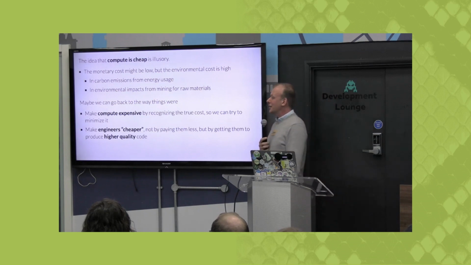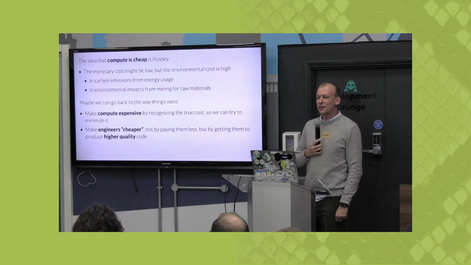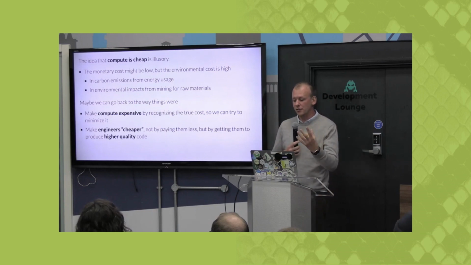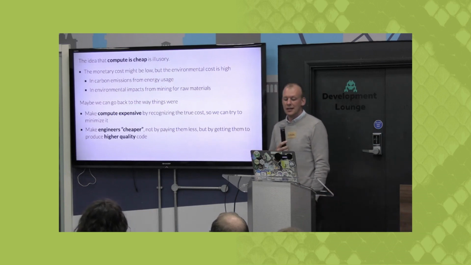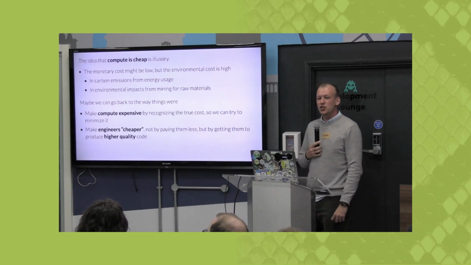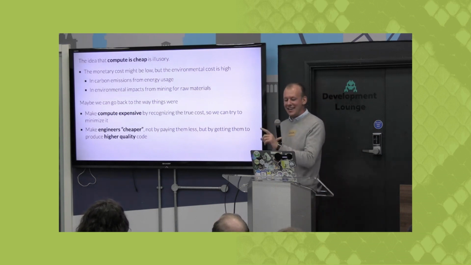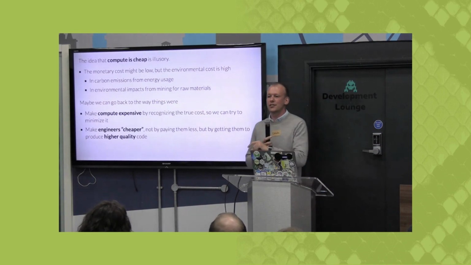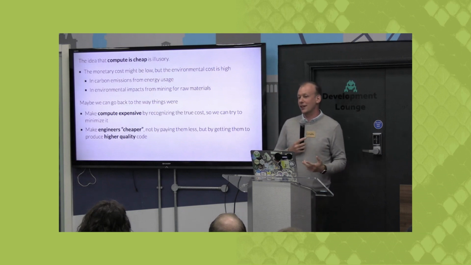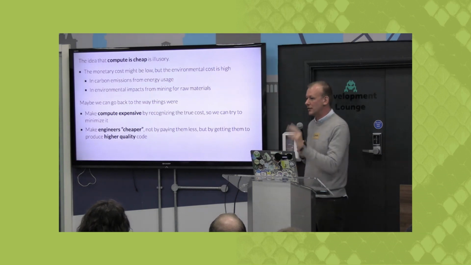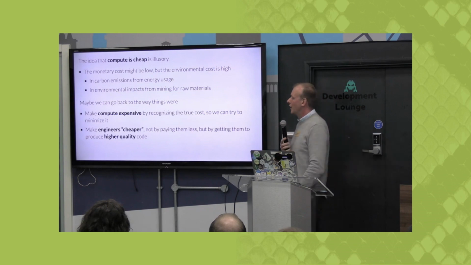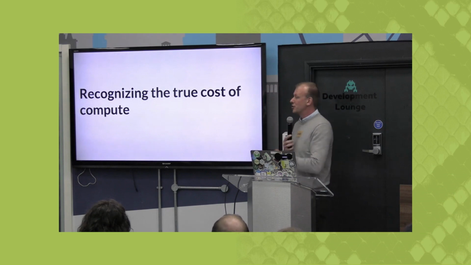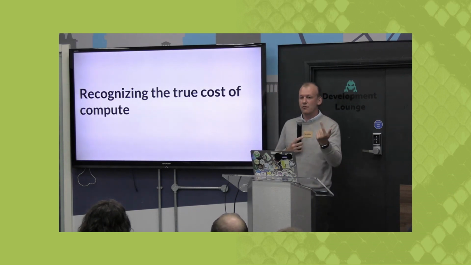So I think it's maybe a good idea to try to go back to how things were and to treat compute as expensive by recognizing the true cost of it, and so trying to minimize that. And I think that we should make engineers cheaper. That doesn't mean paying them less. That means getting more out of them, right? So as engineers, we should produce a higher quality product, so we should write better code. So these are the two things I think. We should recognize the true cost of compute, and as engineers, we should write better code. So I'm going to talk about those two things, getting more out of your code and recognizing the true cost.